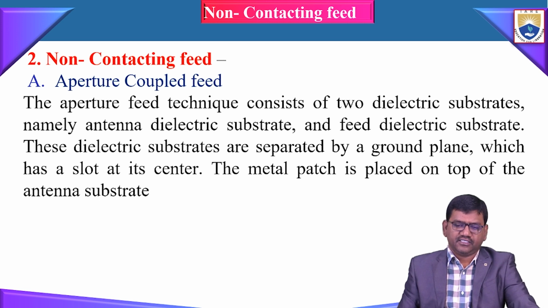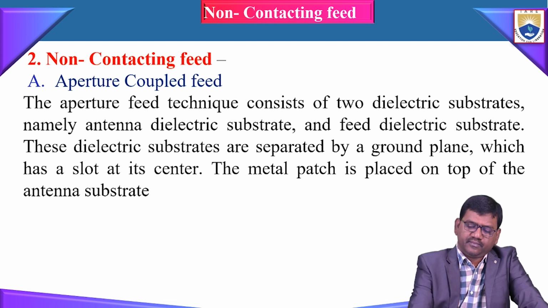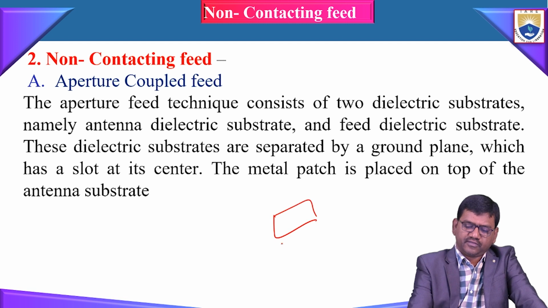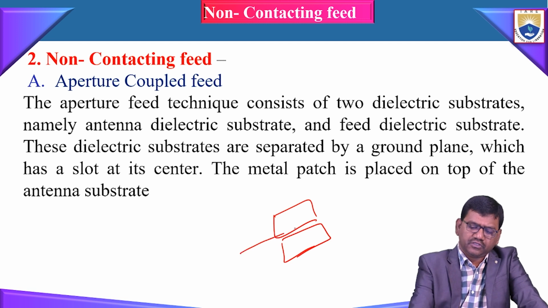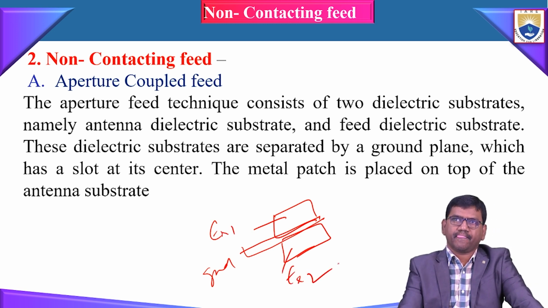The aperture coupled feed consists of two dielectric substrates, namely the antenna dielectric substrate and the feed dielectric substrate. These are separated by a ground plane. So in non-contacting feed, we make two substrates. Earlier, we used only one substrate. Here we use two different types of substrates, and these two are separated by a ground plane. This is epsilon R1, and this is epsilon R2, two different substrates.